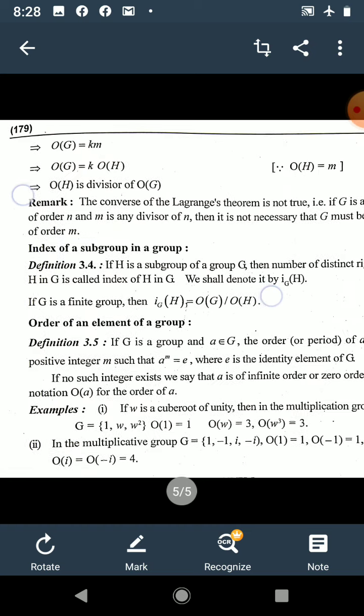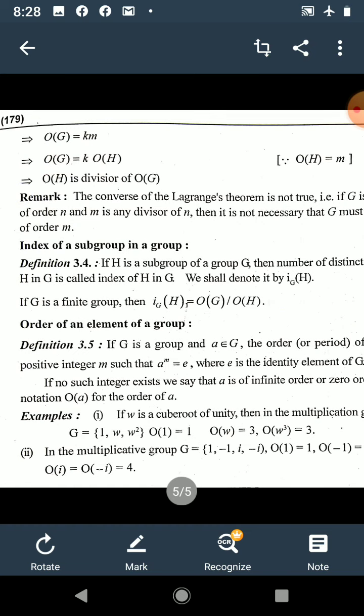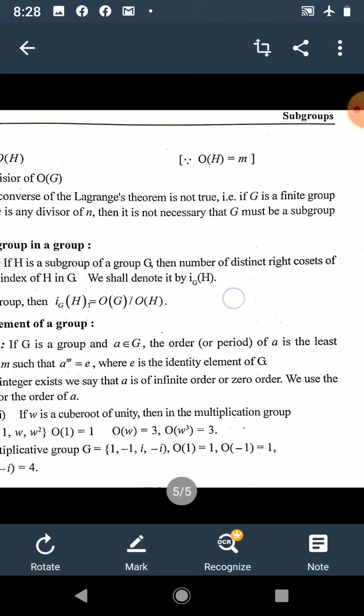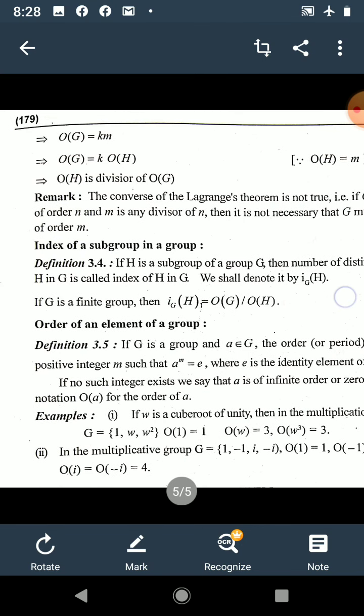Now we shall see the next definition, index of a subgroup in G. To define an index, consider G a group and H a subgroup of G. The number of distinct right cosets of H in G is called the index of H in G.